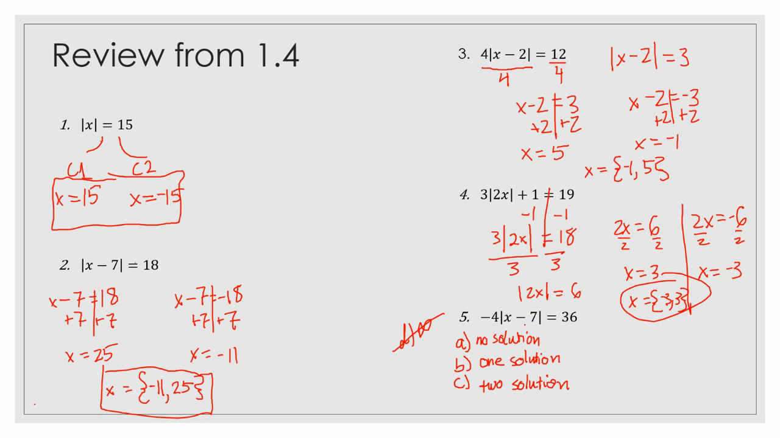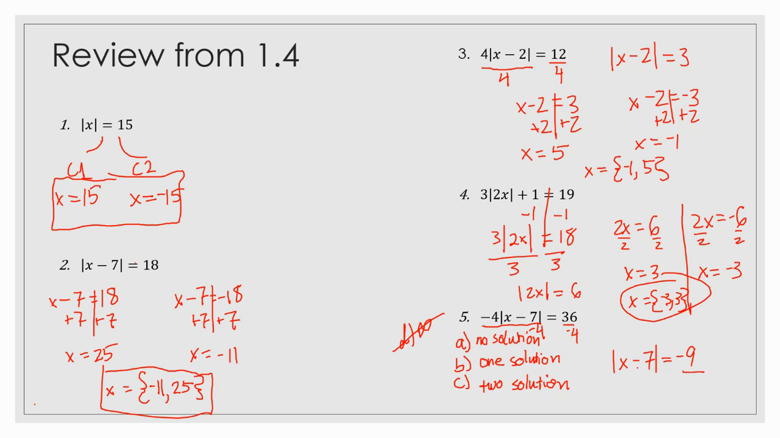All right, so with that said, let's go ahead and solve. You should have chosen A, B, or C. I would divide both sides by a negative 4 in order to isolate my bars. I get absolute value of x minus 7 is equal to negative 9, and what I see is an absolute value equals a negative.